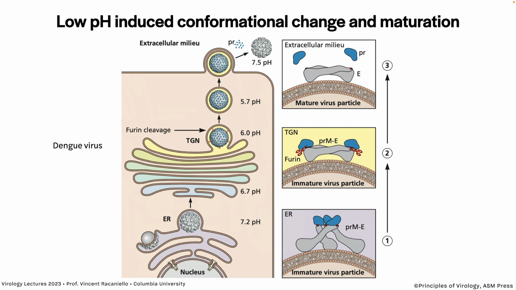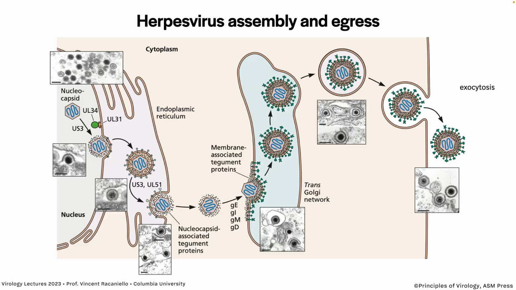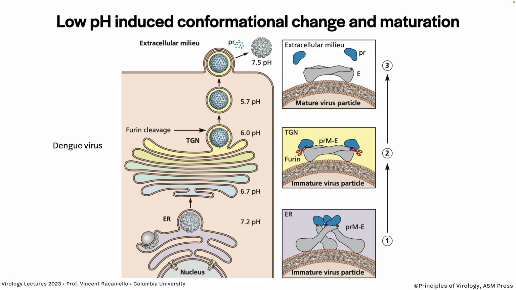Many other things happen on the way from the ER to the plasma membrane that are important for virus biology. So this is an example of a flavivirus, one of these enveloped viruses where the glycoproteins are flat on the surface of the particle. And I want to illustrate the changes that occur as this virus moves from the ER to the plasma membrane. So the viruses bud into the ER. They acquire their membrane at the ER.